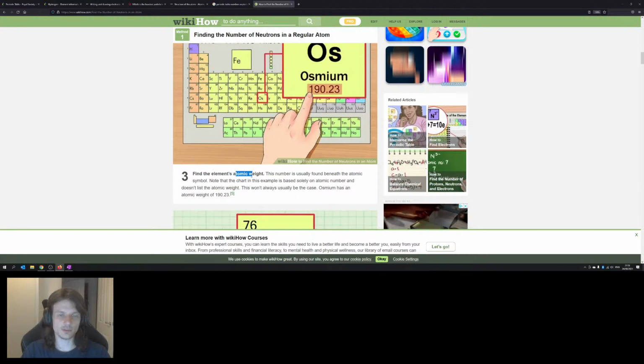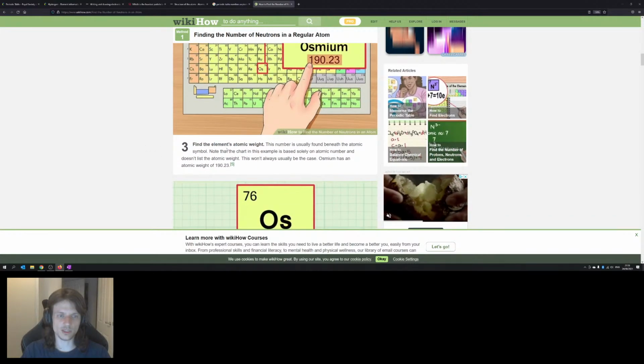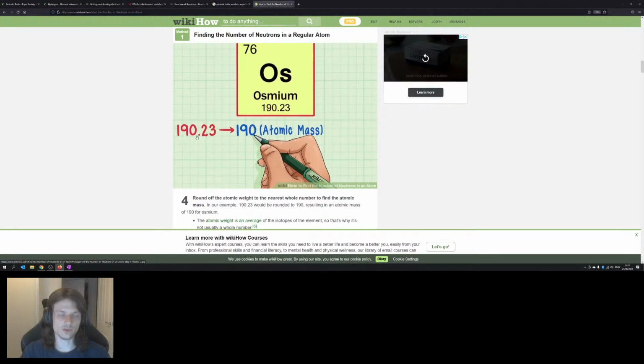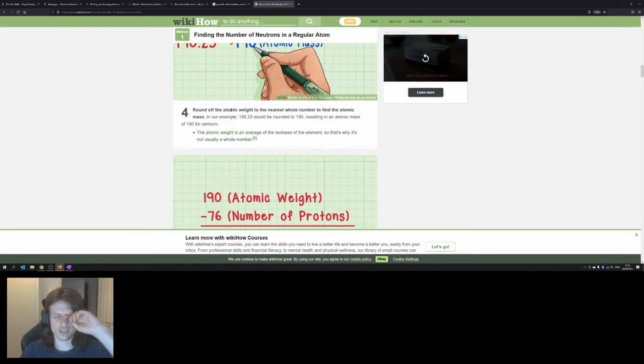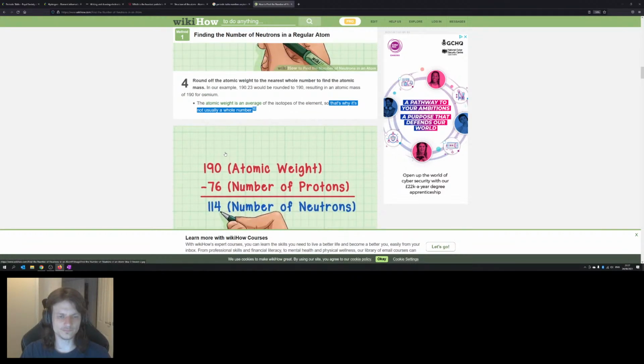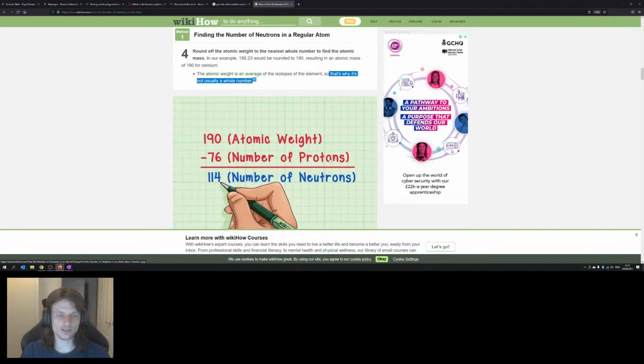Find the element's atomic weight. The number is usually found beneath the atomic symbol. Note that the chart in this example is based solely on atomic number and doesn't list atomic weight. This won't usually be the case. Osmium has an atomic weight of 190.23, so its atomic mass is 190.23. Round off the atomic weight to the nearest whole number to find the atomic mass. The atomic weight is an average of the isotopes of the element. That's why it's not usually a whole number. And then it's atomic weight minus the number of protons.